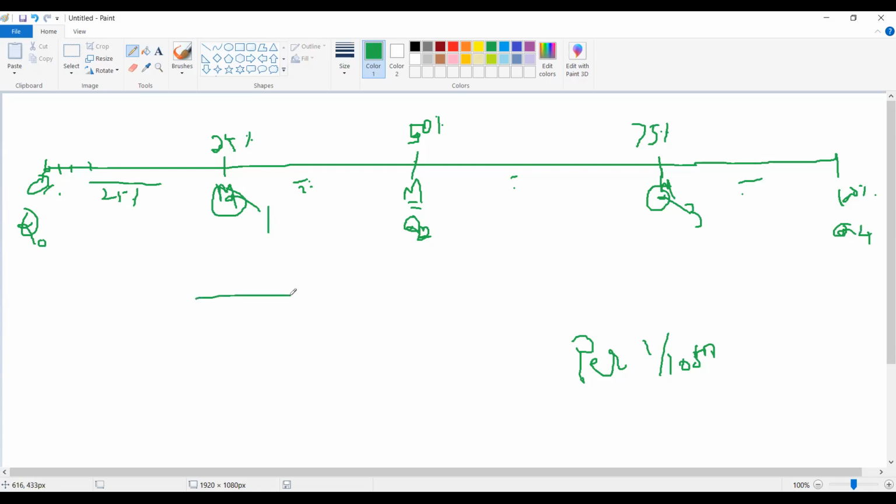So if you have 100 students, 90 percentile means 90 people are below you, not rank. So your rank is 100 minus 90, 10th rank. If you have 1000 people, 90 percentile means there are 900 people below you. Your rank is 100th.